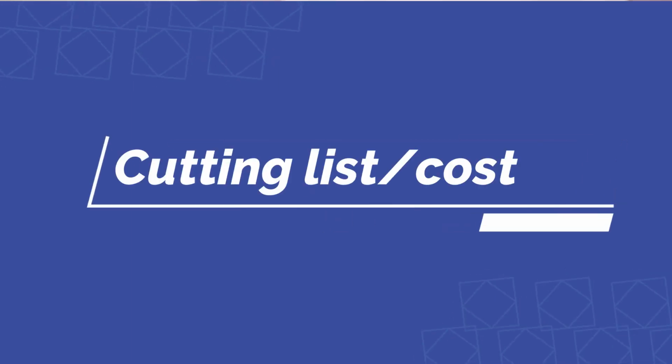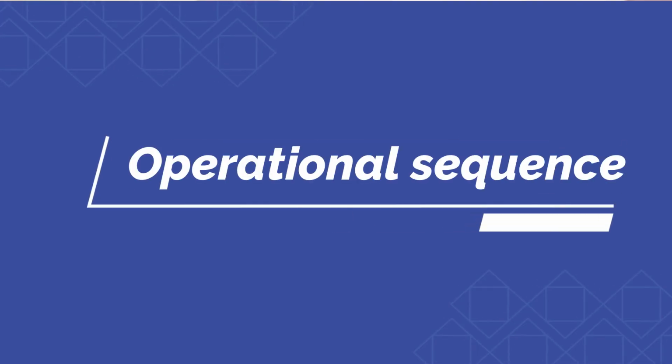And then after that, you prepare what we call the cutting list or cost. Everything that you have obtained in the process of making this, you need to be able to cost it, and that is a stage for that, before you then move into what we call the operational sequence. That contains stages as to how you are going to make your unit.